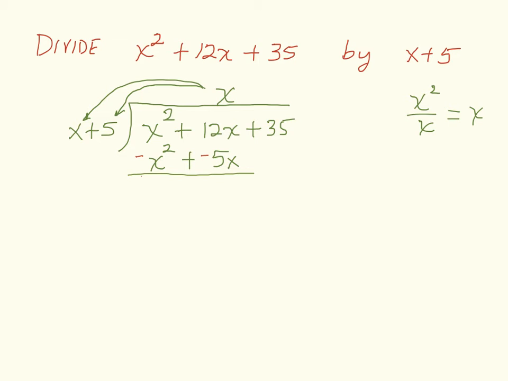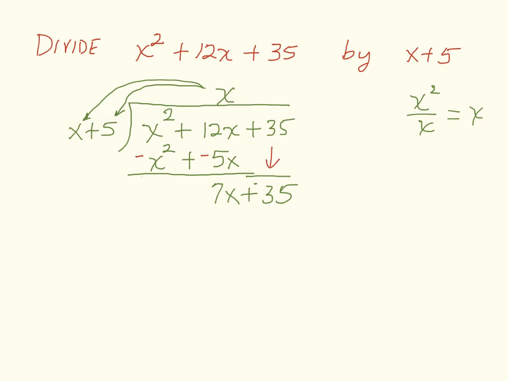12x minus 5x is 7x. x squared minus x squared is 0. So we don't have to write that, 0. Now we have 7x. What's the next step? Bring down. What are we bringing down? 35. Okay, so we brought down the 35. So we divided, multiplied, subtracted, and brought down. Now we start the division again.